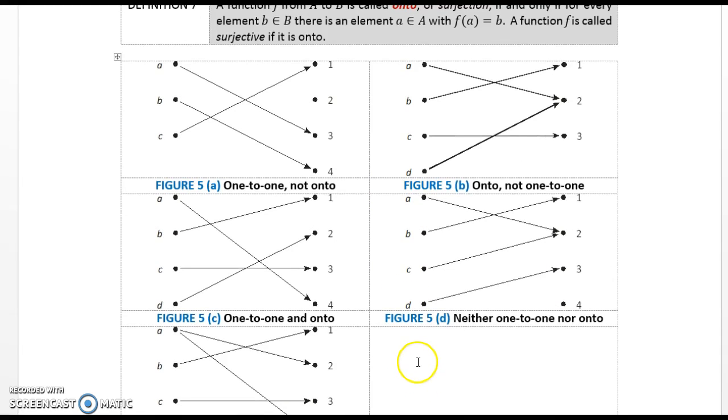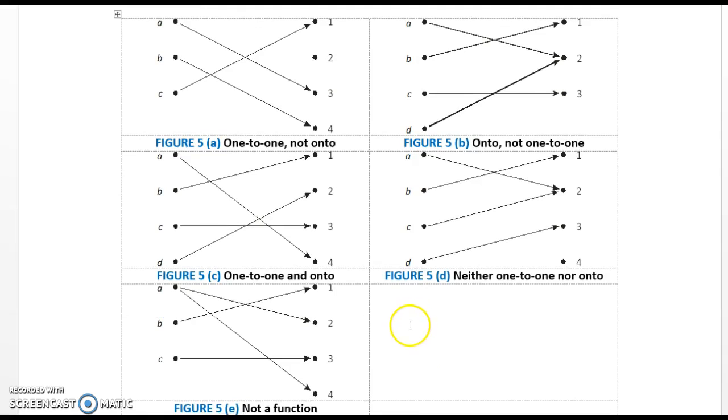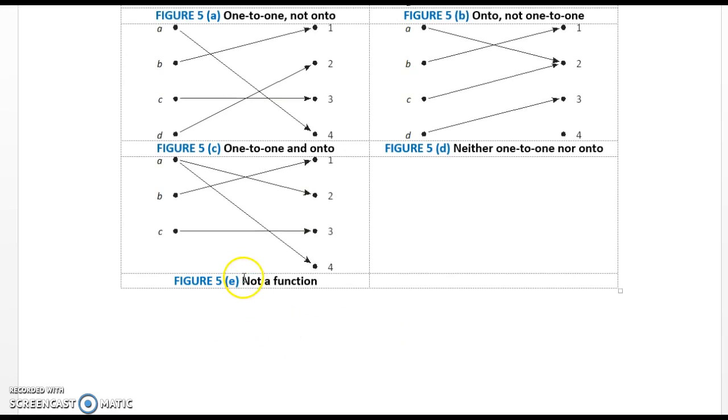Figure 5D is neither one-to-one nor onto. It's not one-to-one because elements A and C map to a single element in the codomain. And it's not onto because element 4 is not mapped back to the domain. And then figure 5E is not a function because we have element A mapped to two elements in the codomain.